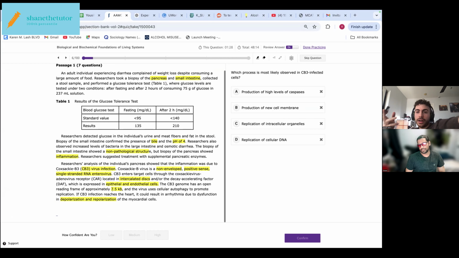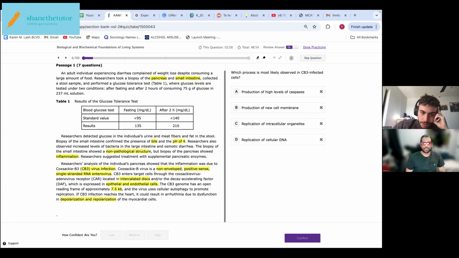Is it talking about something with the heart? Are you asking if caspases have something to do with the heart, or the question stem? I don't know where to look in the passage. It says which of the following is observed in CB3 infected cells. So let's think, are they talking about these target cells? Well, yeah, because it said CB3 infected cells, right? Okay. So it'd have to be cells that are infected with CB3.